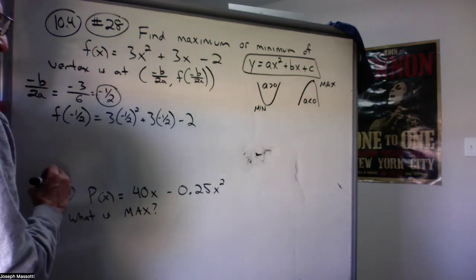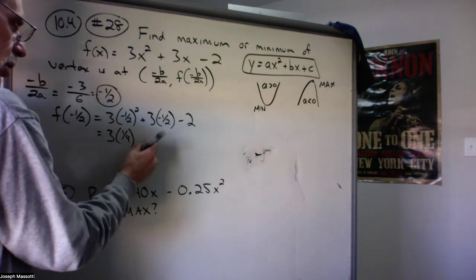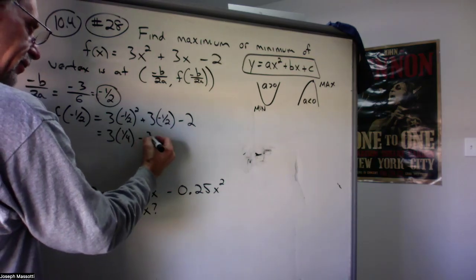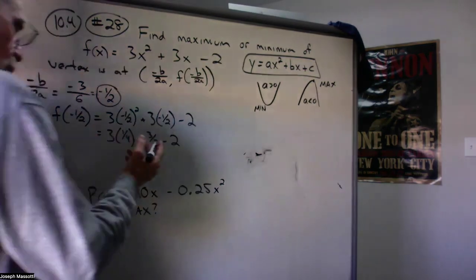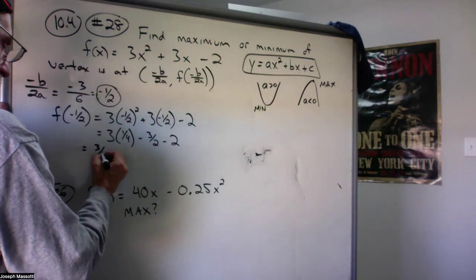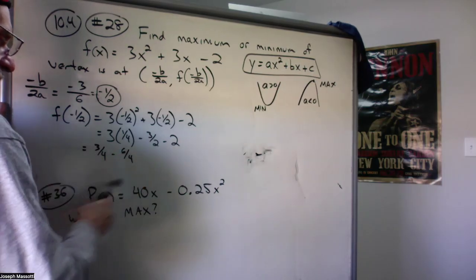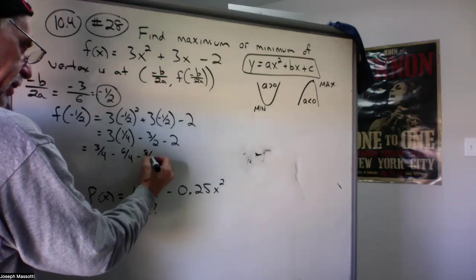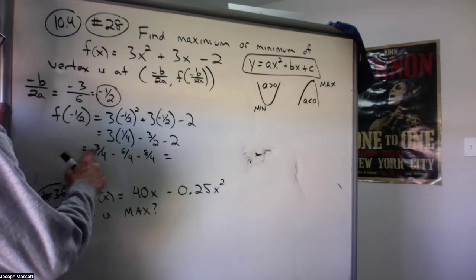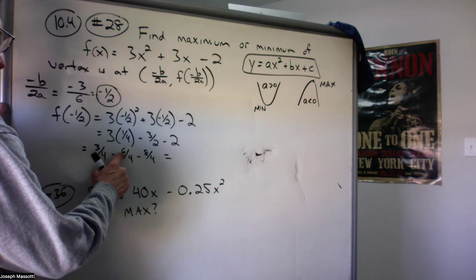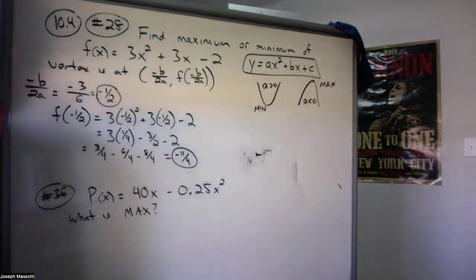Negative 1/2 squared is going to be positive 1/4. 3 times negative 1/2 is negative 3/2. And minus 2. Let's put this all over a common denominator of 4. So we'll say 3 over 4. Negative 3/2 is the same as negative 6/4. And negative 2 is the same as negative 8/4. So once we have the common denominator, we can just add the numerators together. 3 minus 6 is negative 3. Negative 3 minus 8 gives us negative 11 over 4.